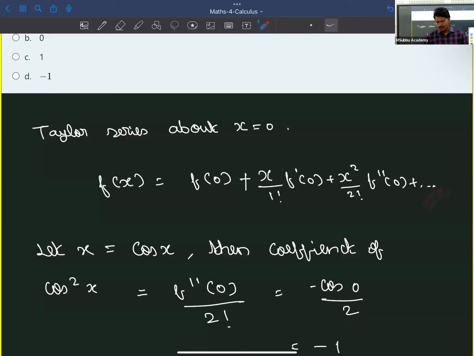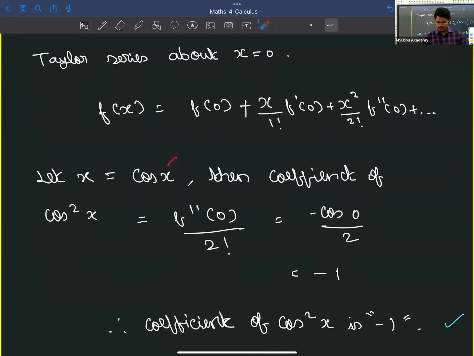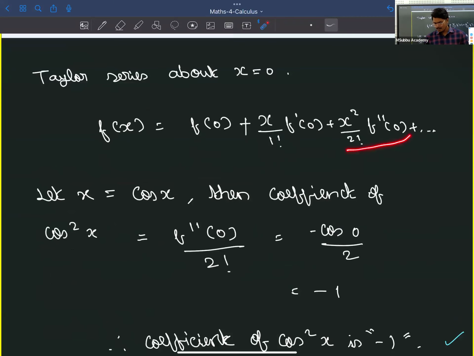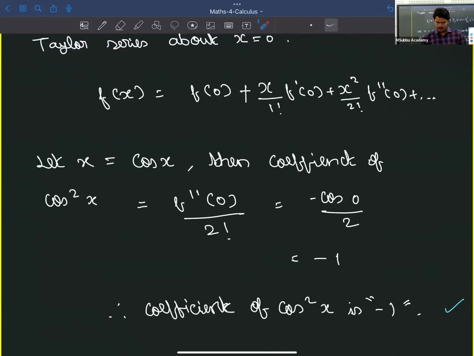This will be an expansion: f of x equals f of 0 plus x by 1 factorial into f dash of 0, x square by 2 factorial f double dash of 0, and so on. Okay, so now this function f of x will be cos x. What they're asking is the coefficient of x square, so the coefficient of x square will be nothing but f double dash of 0 by 2 factorial.